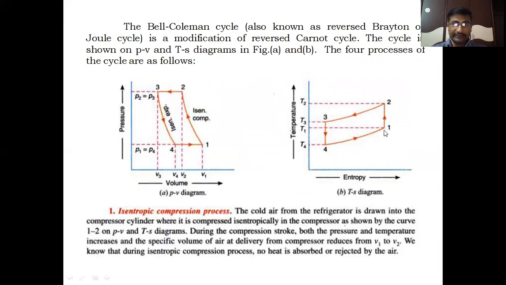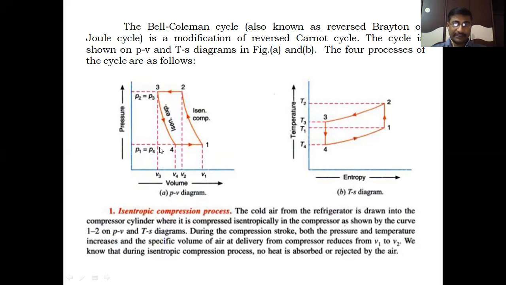This is the T-S diagram. Isentropic process 1 to 2 is the vertical line, and 2 to 3 is the constant pressure curved line here, the horizontal line on the P-V diagram, P2 equal to P3. And 3 to 4 is the vertical line, again isentropic expansion, and 4 to 1 is the constant pressure heat absorption in the refrigerator.